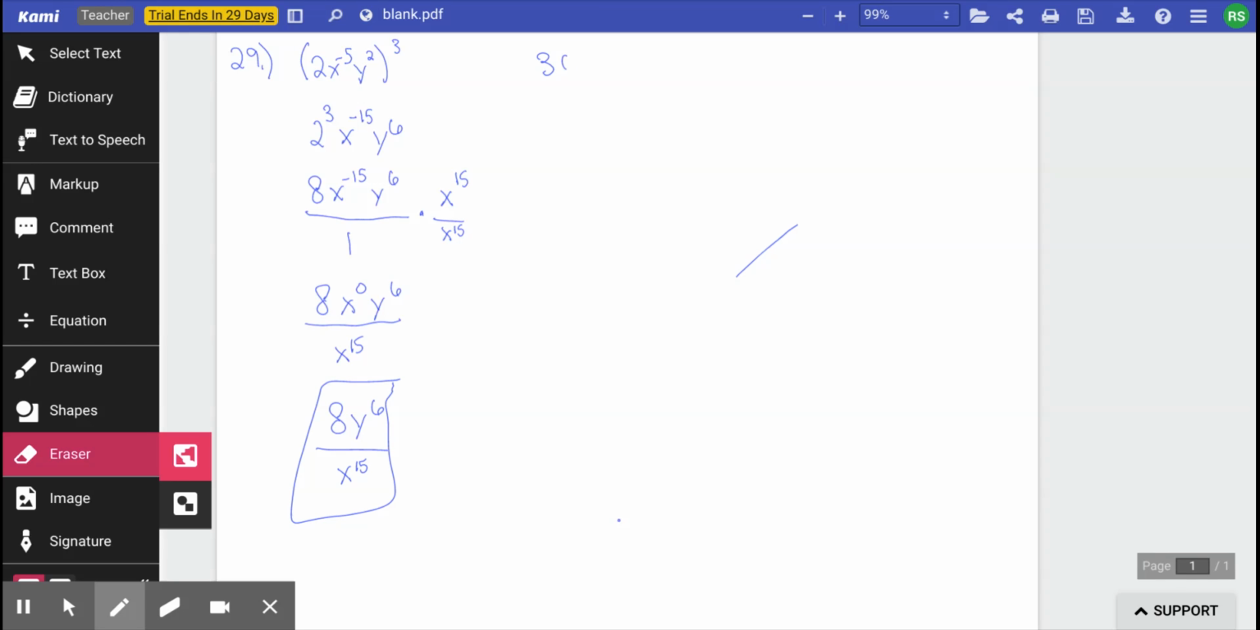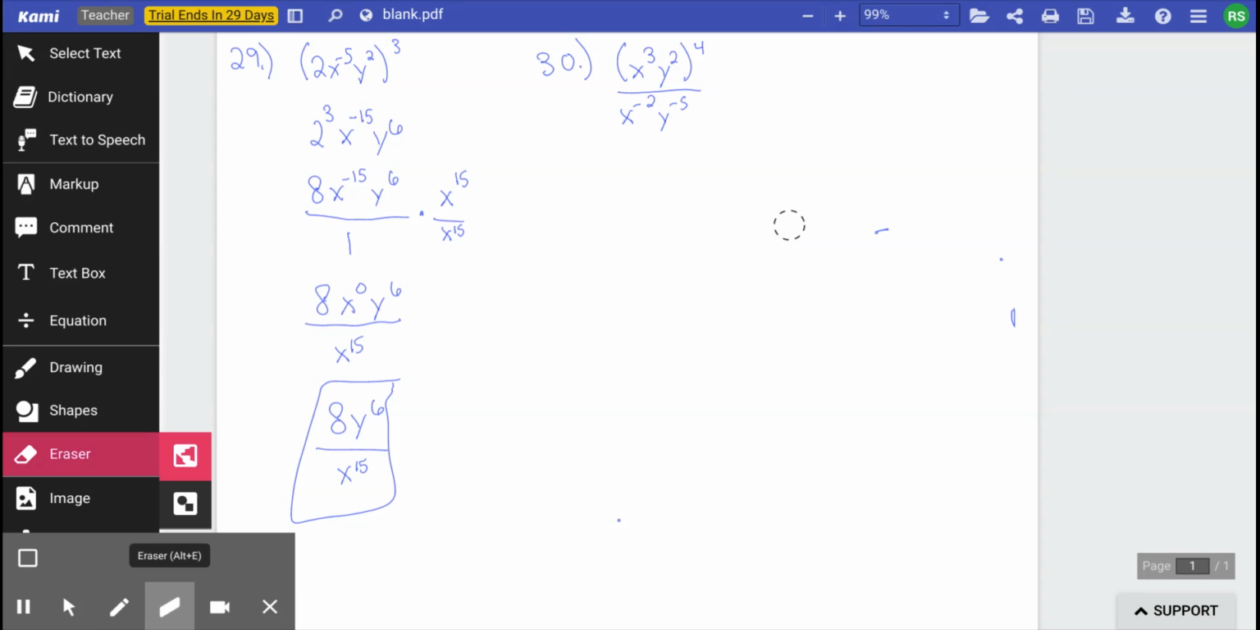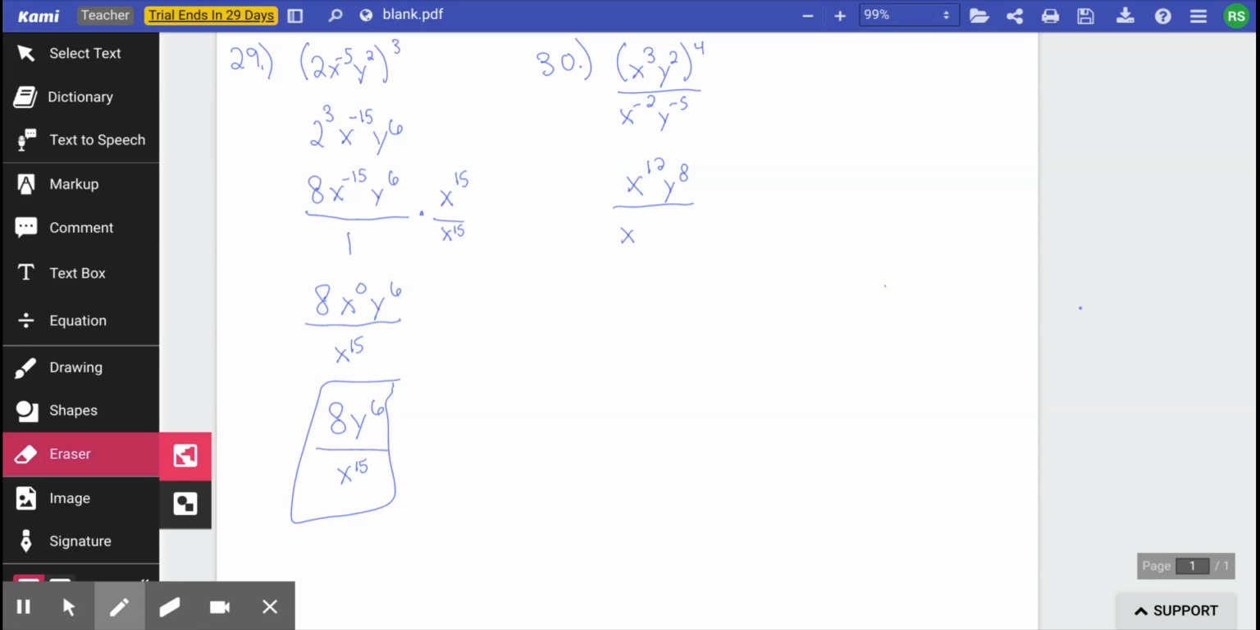In problem number 30, the problem starts as x cubed y squared, all to the fourth, and that's over x to the negative second, y to the negative fifth. I'm going to clean up the numerator first. So we're going to apply that exponent of 4 to both values being multiplied in the parentheses, and we're going to get x to the 12th, y to the 8th, over x to the negative second, y to the negative fifth. Now I'm going to clean up the negative exponents with x first.